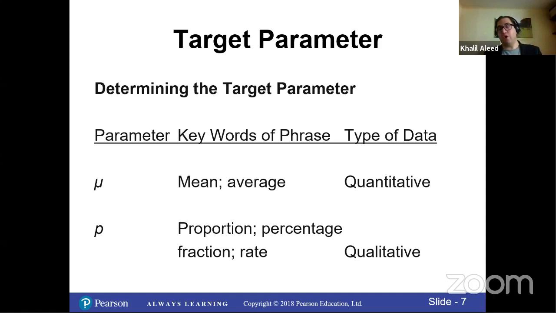When it comes to your own research, and you want to identify between quantitative and qualitative, usually when you use words like mean and average, that's more related to quantitative. When you use keywords like proportion, percentage, rate, chances, that's more related to qualitative research. That's in general when we're talking about the target parameter.